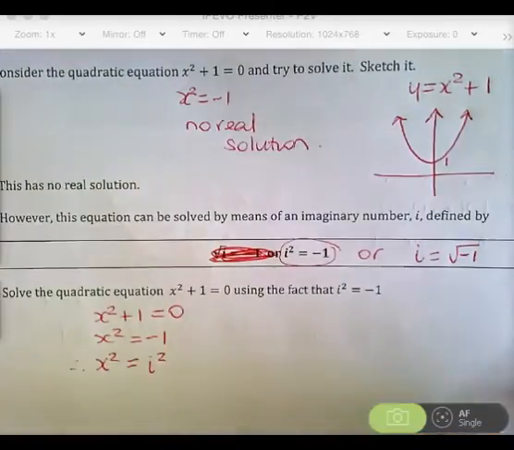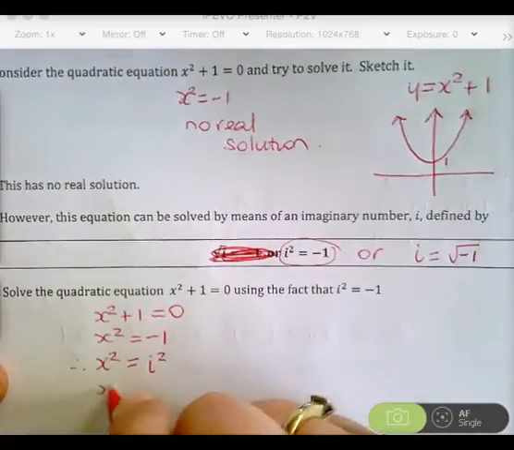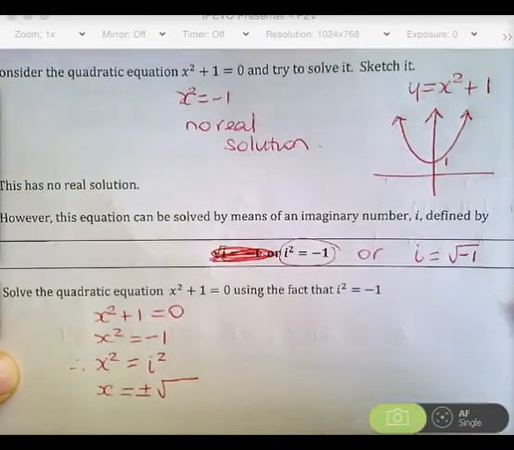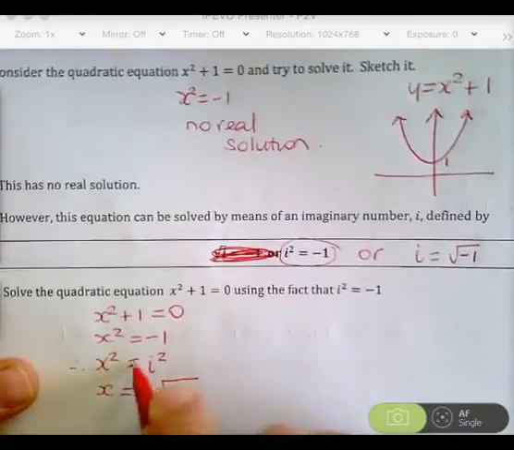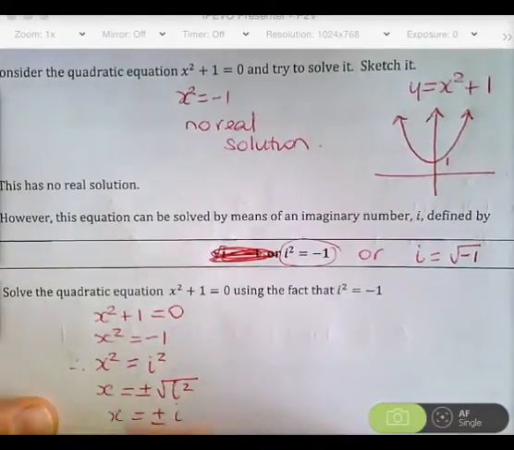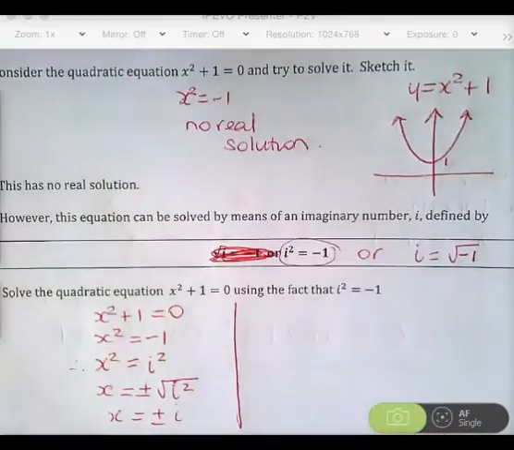I can then take everything over to the left and factorise if I want, or I can just go x is plus or minus the square root. You know, if I've got x squared equals 25, doesn't x equal plus or minus the square root of 25, which is 5? Okay, so if x squared is i squared, then x is plus or minus the square root of i squared, which is plus or minus i. Now, I'm going to do it another way. I don't like doing it that way.